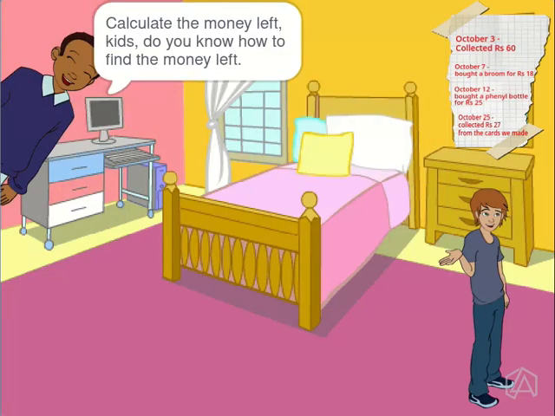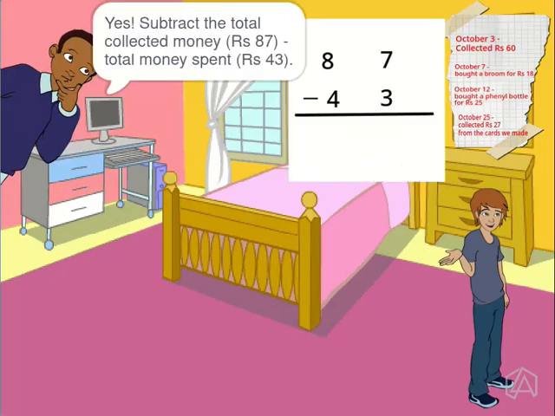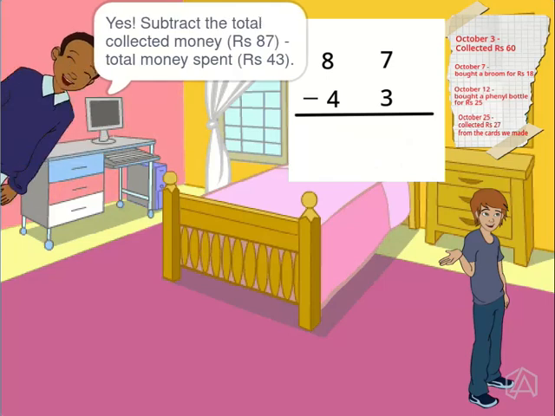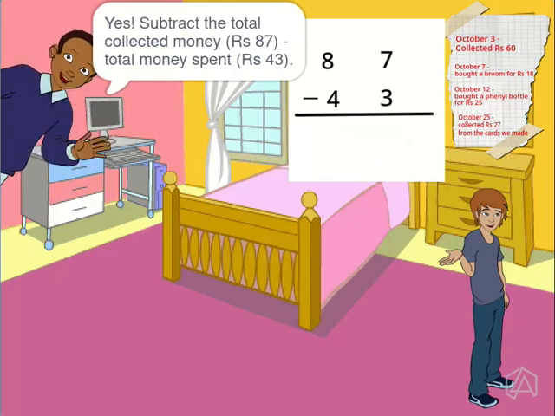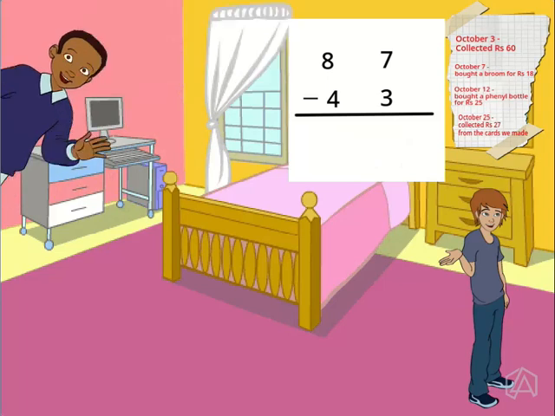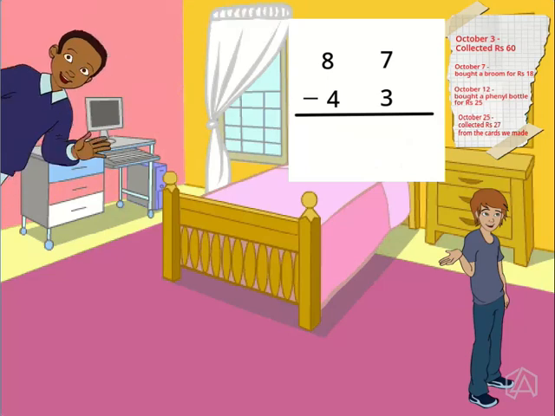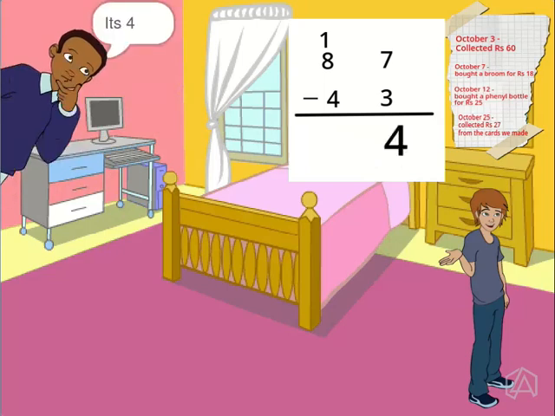Calculate the money left. Kids, do you know how to find the money left? Yes, subtract the total collected money Rs 87 minus total money spent Rs 43. First subtract 7 and 3. Count 3 before 7. 6, 5, 4. It's 4.